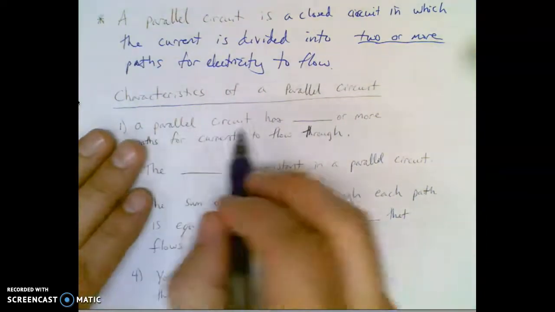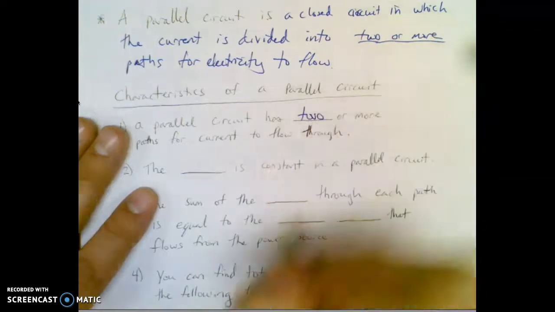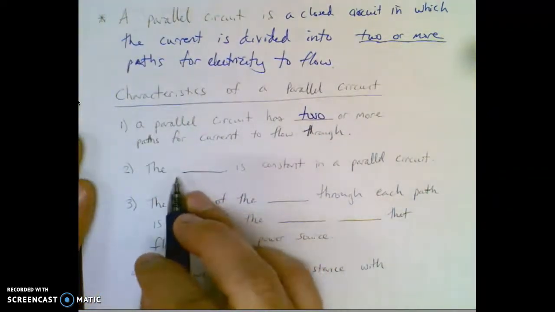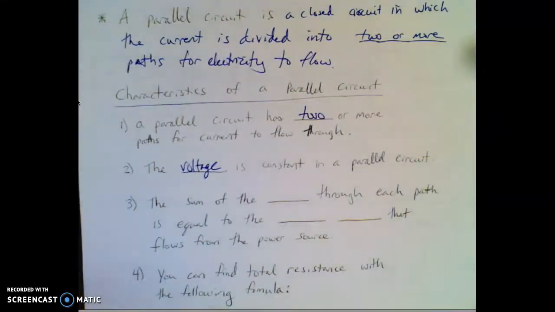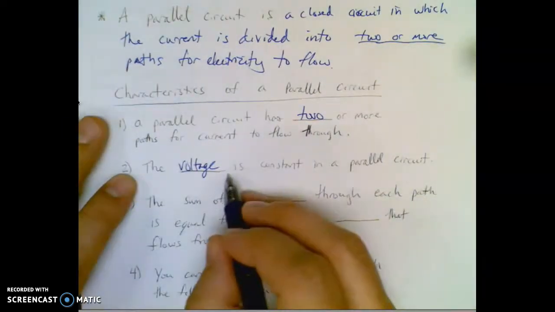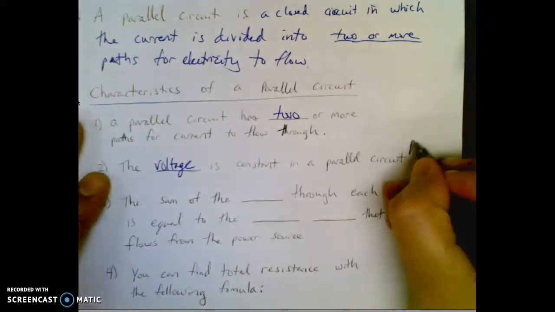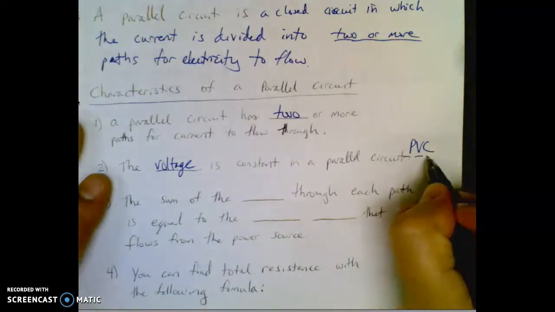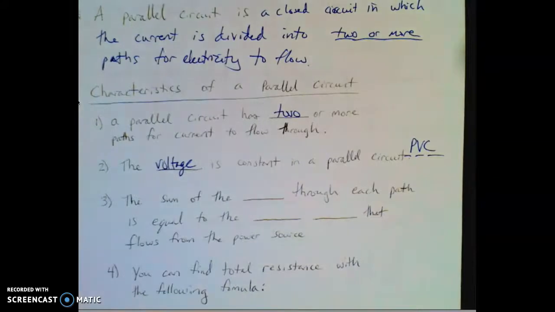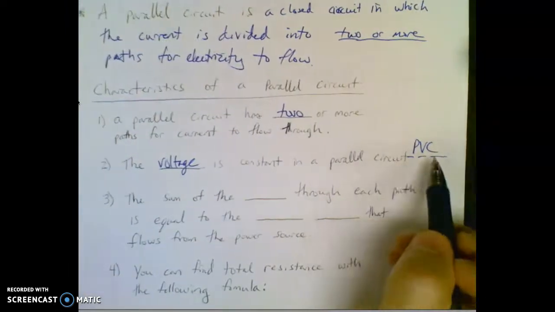Okay, so a parallel circuit has two or more paths for the current to flow through. The voltage is constant in a parallel circuit. And this is different because in a series circuit, the current was constant. I remember this by saying PVC, like PVC pipe. So in parallel, voltage is constant. It'll help you out later on because it gets confusing on which one's which.